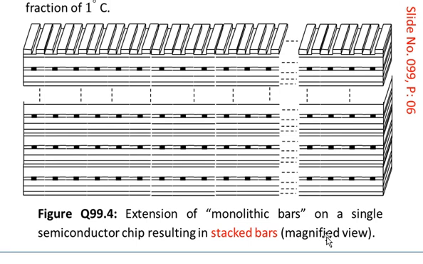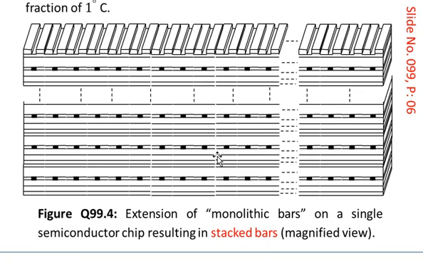This is the stacked bar. We have the bars horizontally placed. These are the bars, and we have stacked them vertically. So this is called the stacked bars. Each bar is extending horizontally. For example, in this picture we have shown only 6 such bars stacked together on top of each other, and the figure caption is extension of monolithic bars. The monolithic bars are along the horizontal directions, and we have stacked 6 of such bars. So extension of monolithic bars on a single semiconductor chip results in stacked bars.